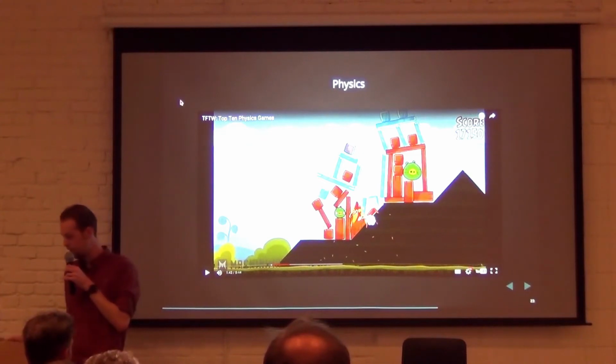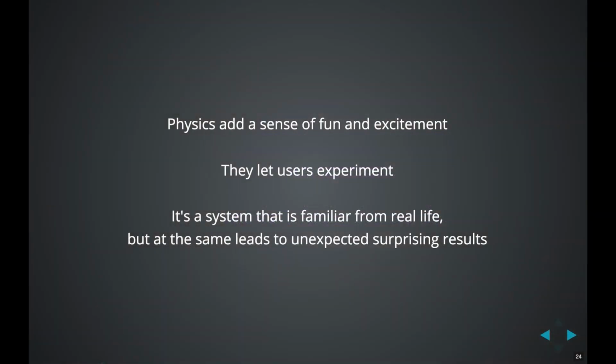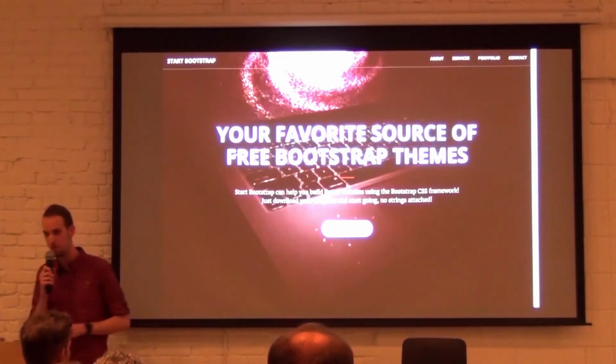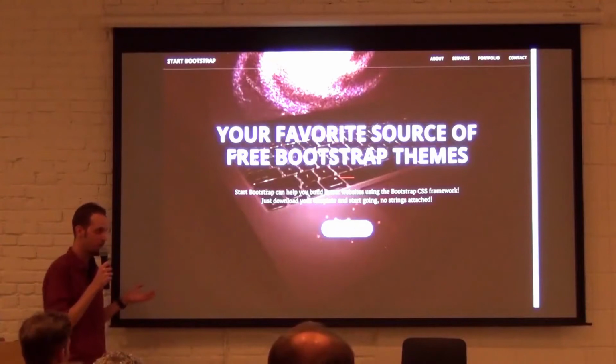So physics has a sense of fun and excitement, but it also lets users experiment, which is something that you rarely see in websites. And it's a familiar system because we know from our first-hand experience how physics works. But even though we know how it works, we don't know what the outcome will be. Okay, so this one is a little tougher. How do you implement physics in a website?